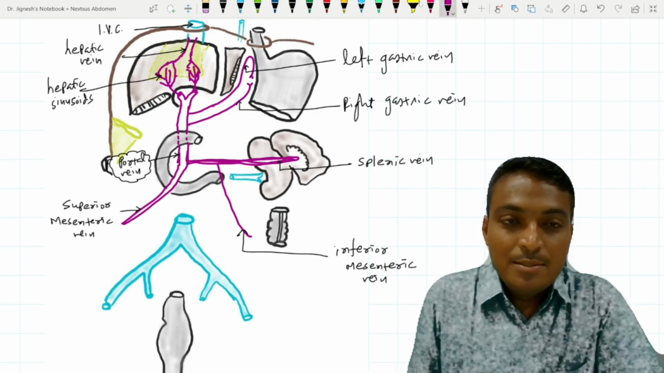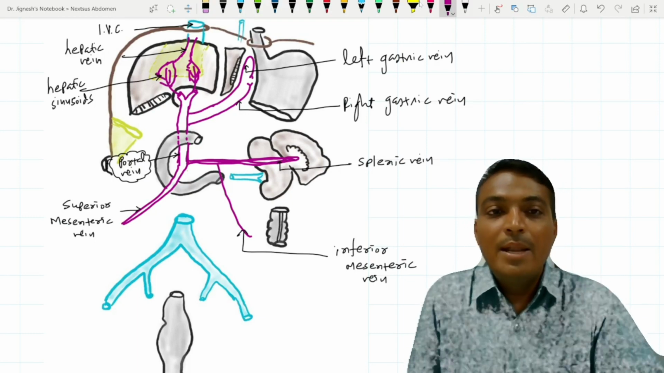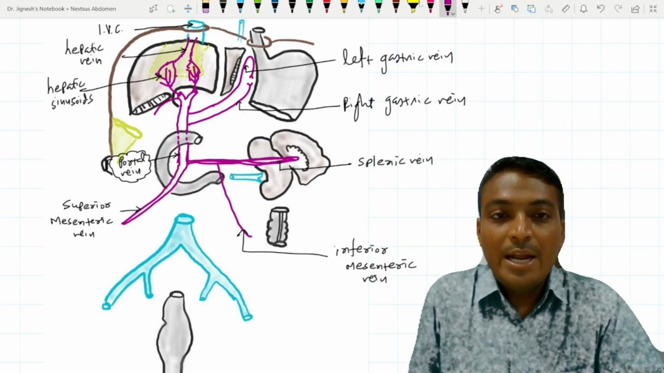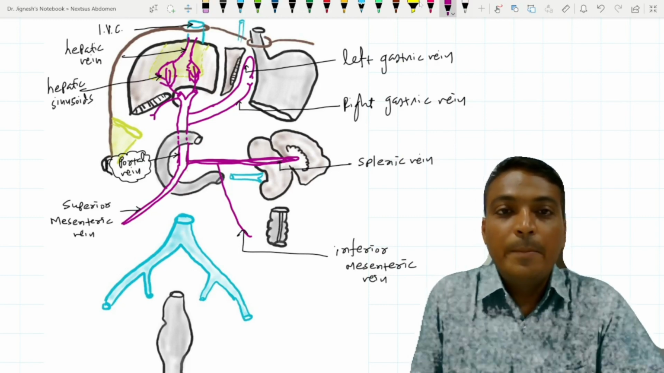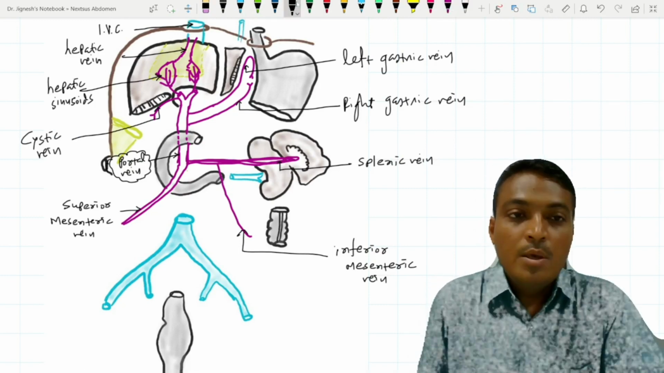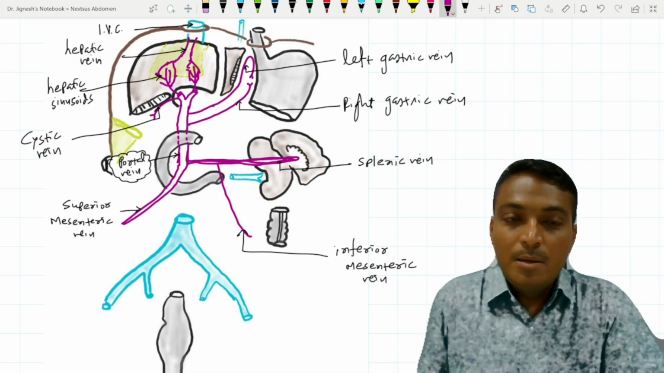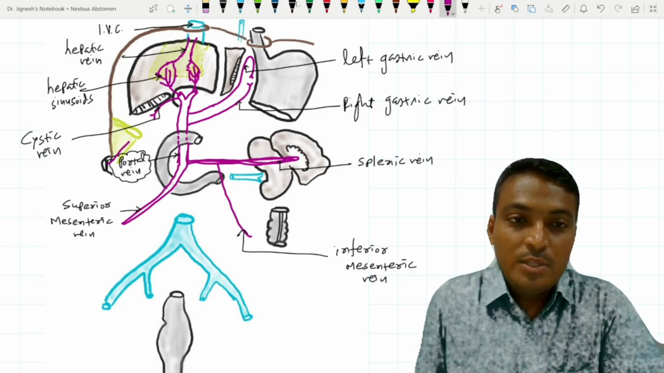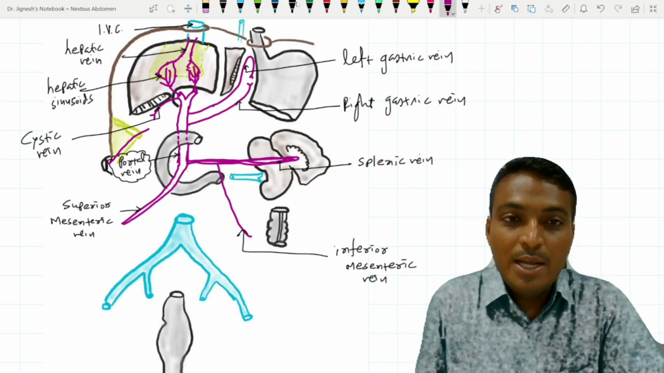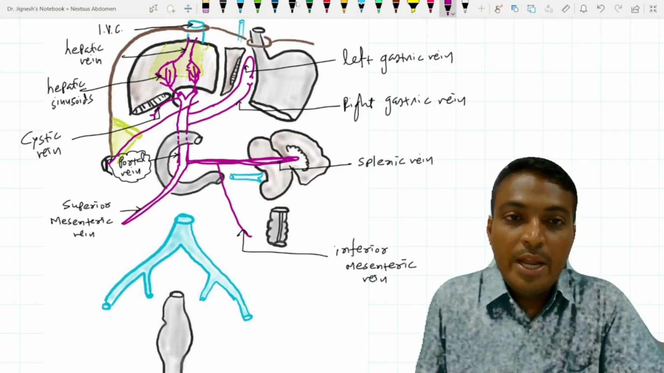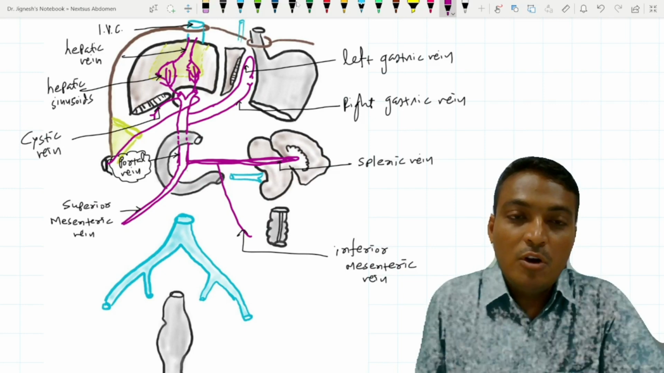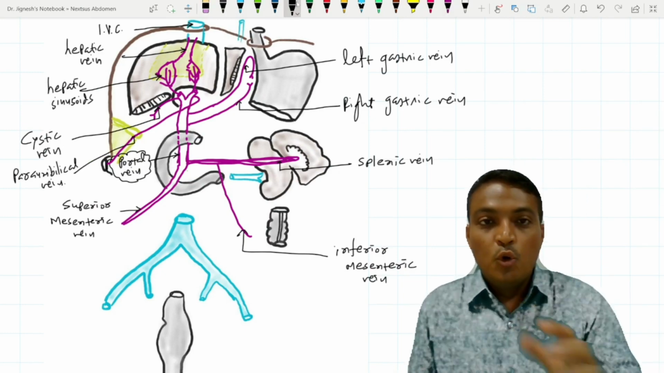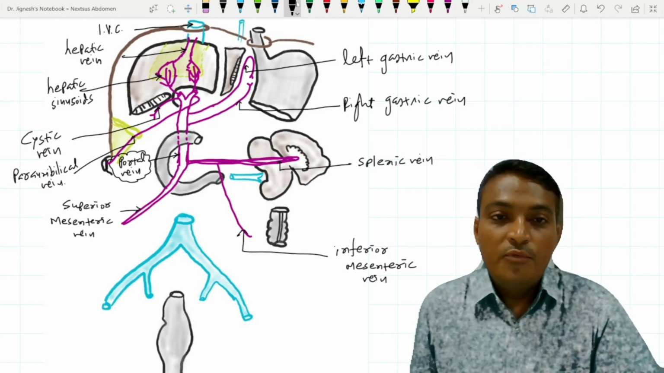One tributary that receives the blood from the gallbladder is the cystic vein, which drains into the right branch of the portal vein. And one more, the para-umbilical vein, passes through the umbilicus and runs within the lower margin of the falciform ligament, and drains into the left branch of the portal vein. So all these are the main tributaries of the portal vein.